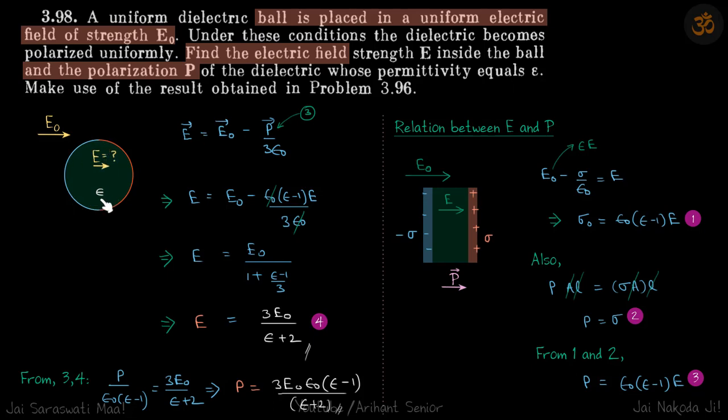So in this question they have given the value of epsilon. We need to find the electric field and the polarization vector P. And we can use the results from problem number 3.96.